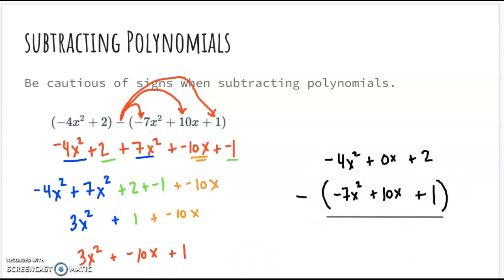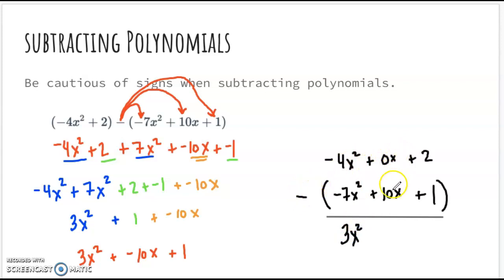All right, so you could distribute that subtraction sign through, right? Turn it to a positive, a negative, and then another negative, and then add. Or you could just subtract down and kind of think through it as you go, right? So negative 4x squared minus a negative 7. Well, minus a negative is a plus, so that's negative 4x squared plus 7x squared, which gives me 3x squared.